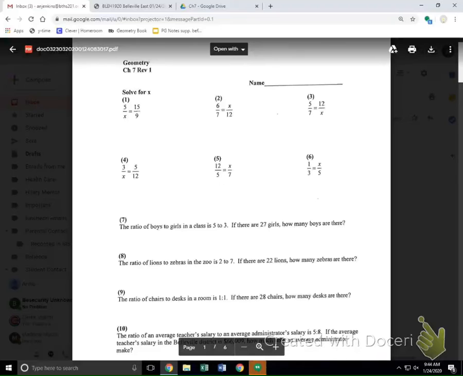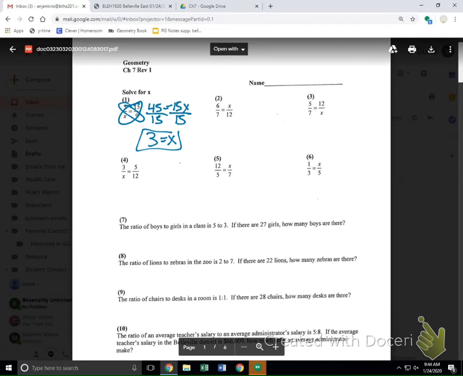Our review for Chapter 7 test, we're going to start here by cross multiplying. What is 5 times 9? 45. 15 times x? 15x. We're going to divide by 15. How many times does 15 go into 45? 3. So x equals 3.